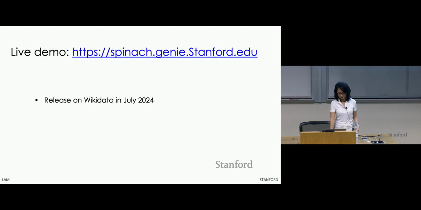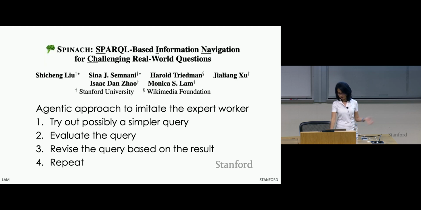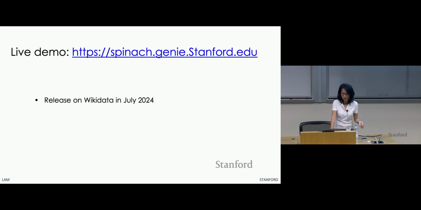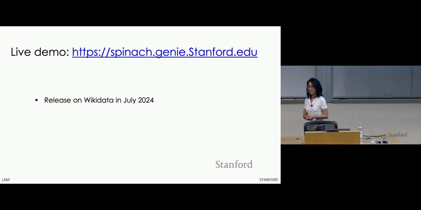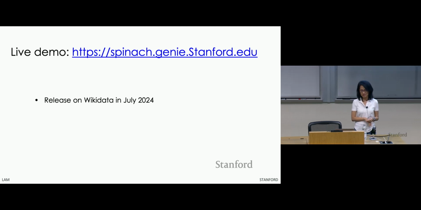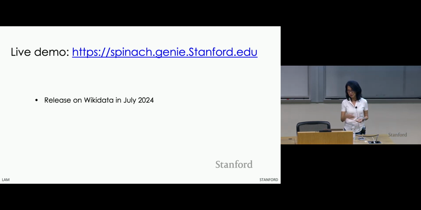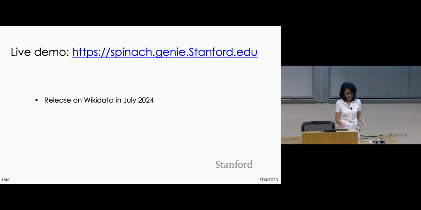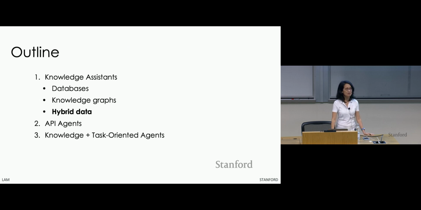So, I don't have the results here. We'll talk about it in subsequent lectures. But this problem is solved in a way that the results are very useful. And the cool part here is that we released it with the Wikidata folks in July, just 2 months ago. And it is now live on spinach.genie.stanford.edu, and people are actually using it on the public website. Okay? So that's the knowledge graph.